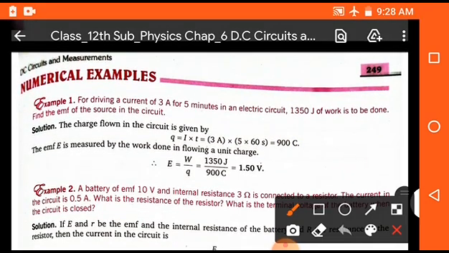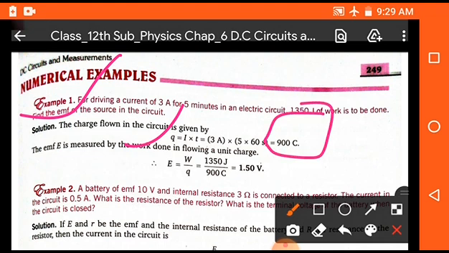Now students, for driving a current of 3 ampere for 5 minutes in an electric circuit, 1350 joule of work is to be done. So find the EMF. We know that Q is equal to I T. First of all we will find the value of charge, which will be 900 coulomb, and we know that E is equal to W upon Q. By putting the values of work done and charge we get the EMF.